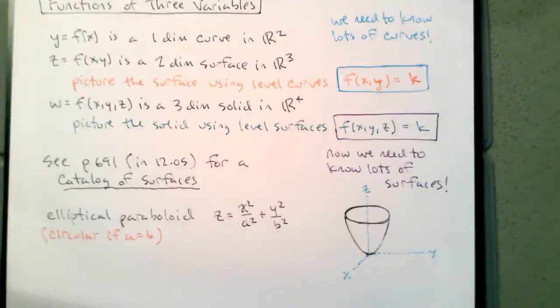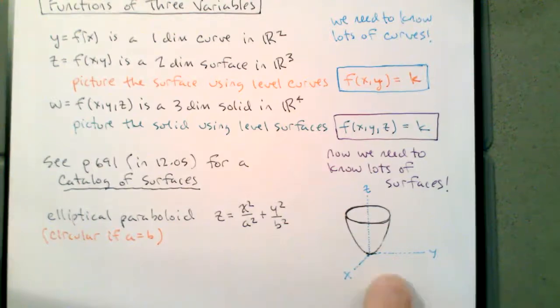If we take a solid, we can slice a solid into surfaces. We can do that Shrek style and picture an onion. An onion is like a solid sphere made up of a bunch of spherical surfaces. And that's all we're doing here when we're talking about level surfaces. We can imagine a solid where we have a bunch of smaller and smaller elliptical paraboloids inside each other.